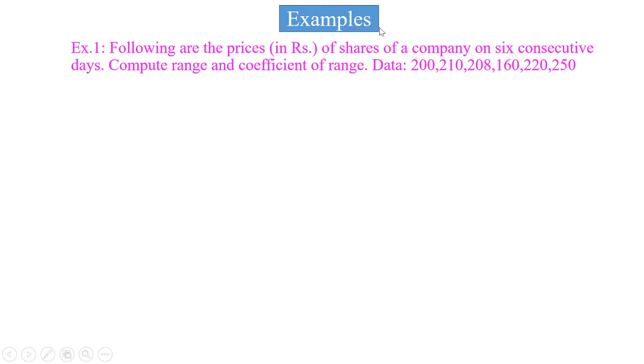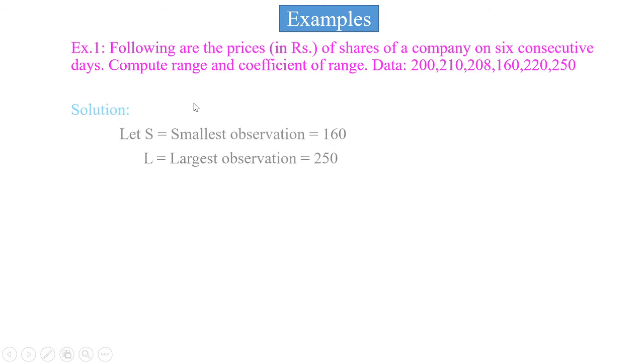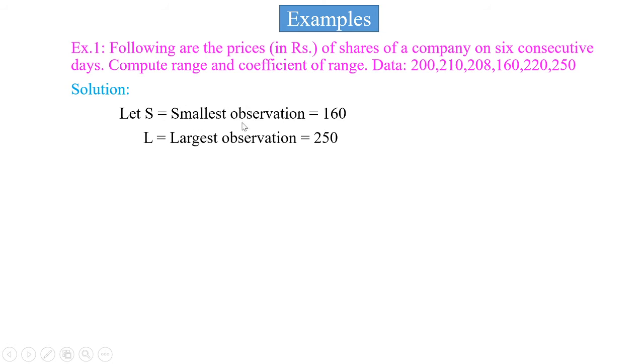Let us see some examples of range. Example number 1. Following are the prices in rupees of shares of a company on 6 consecutive days. Compute range and coefficient of range. The given data is 200, 210, 208, 160, 220 and 250. Solution. Let S is equal to smallest observation. The smallest observation of the given data is 160.